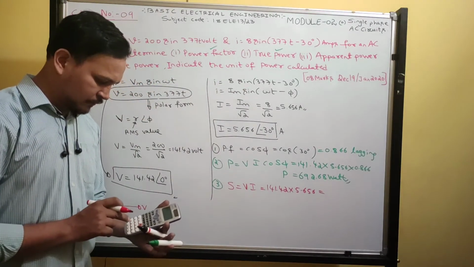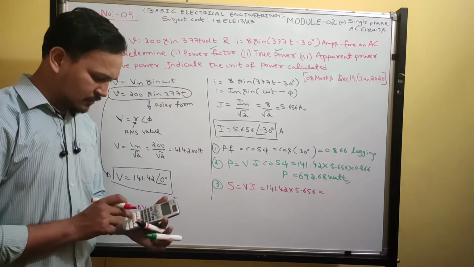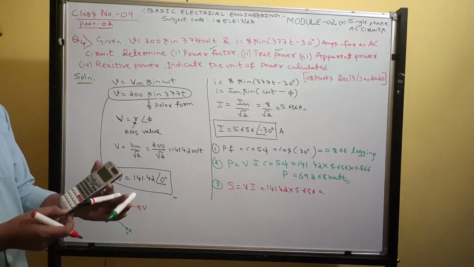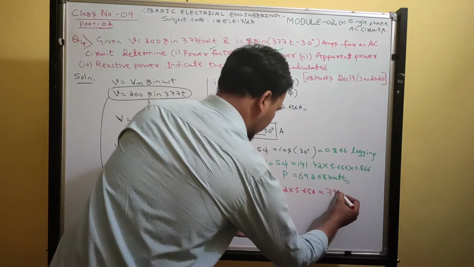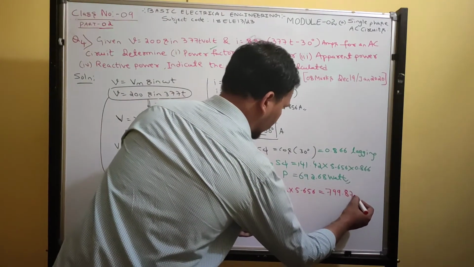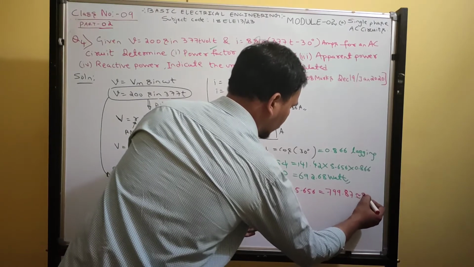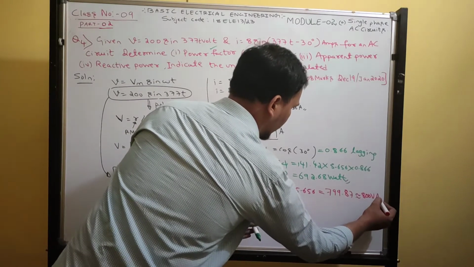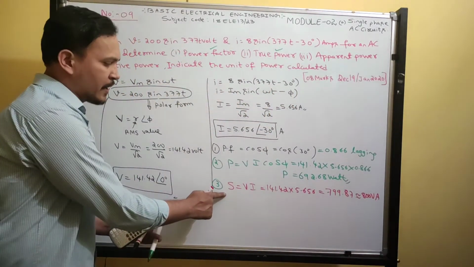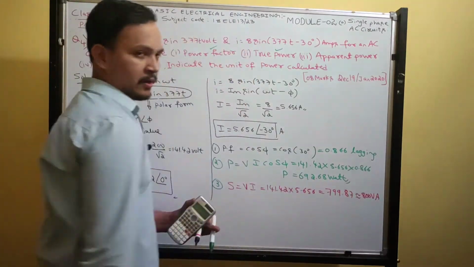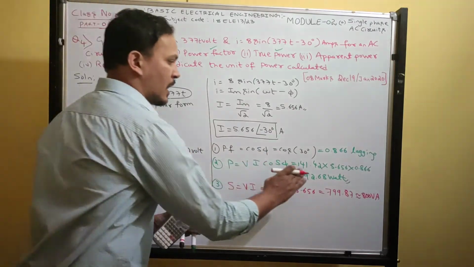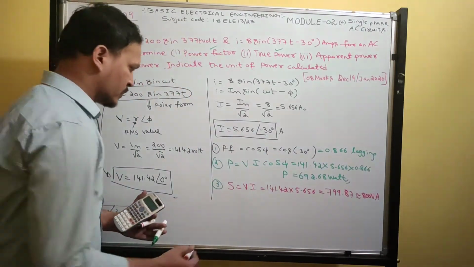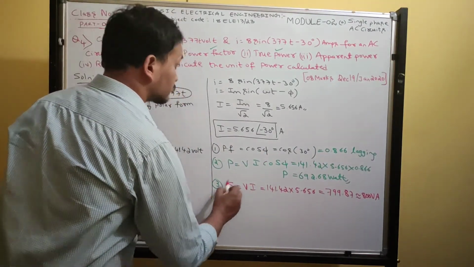141.42 into 5.656. If you do that, you will get the answer 799.87. Approximately you can write 800 volt ampere. The unit of apparent power is volt ampere. The unit of true power is watts. The larger unit is kilowatts.